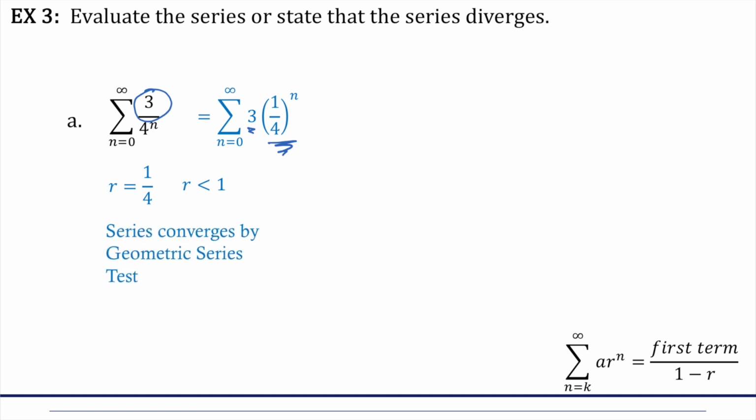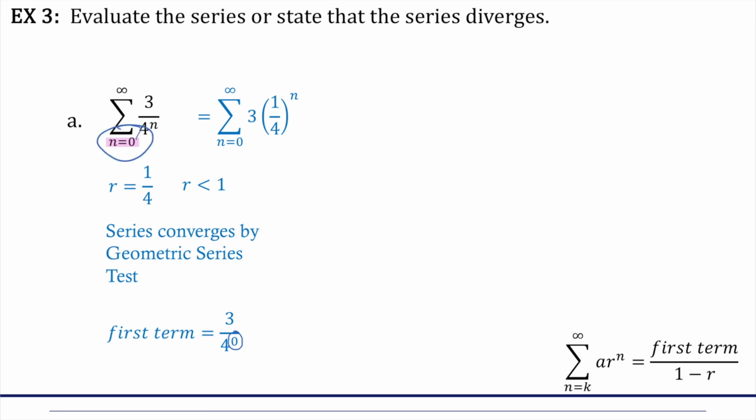So I know that this series converges by the geometric series test. I can also figure out the sum of the series. I know that my n, we're starting at 0. So my first term, let me clean this up. My first term is going to be 3 over 4 to the 0. I just plug in the first n that they told us.